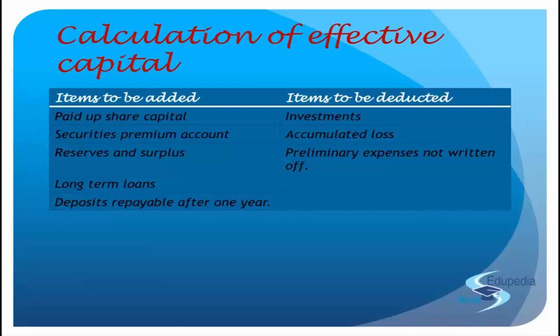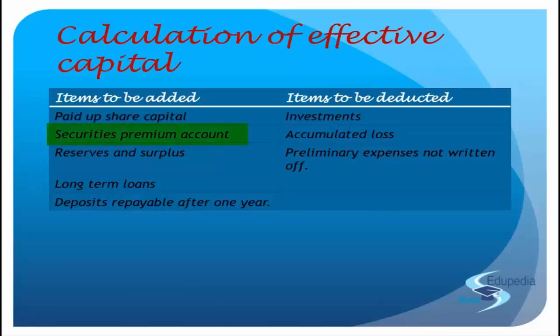So when you calculate the effective capital, there are certain things that will be added and certain things that will not form part of your effective capital. The first thing that will be added is the paid up share capital. If you have issued shares, it is the number of shares that you have sold and received the money for, for which the shares become paid up. So if it's paid up, you have received the money, and that is a part of your capital fund.